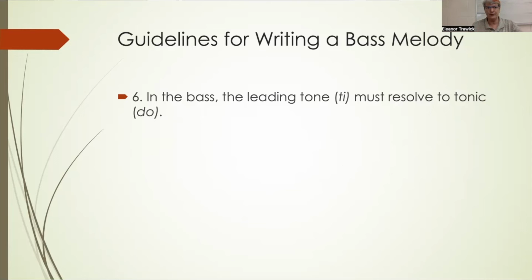Number 6, in the bass, the leading tone ti must resolve to tonic, that is do. So the descent in major do, ti, la, sol is for the time being not going to be possible for us, although in minor we could go do, te, le, sol, using that descending form of the melodic minor scale.